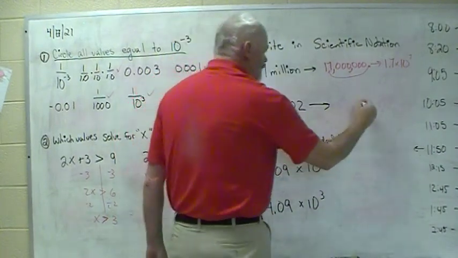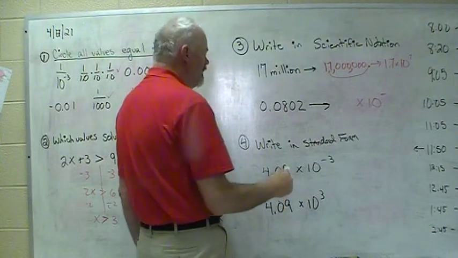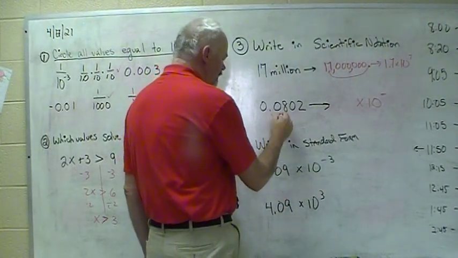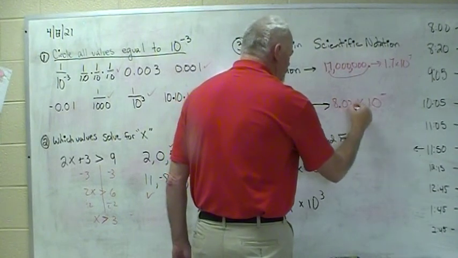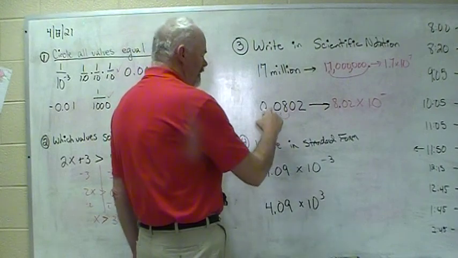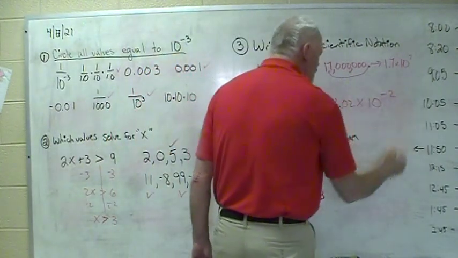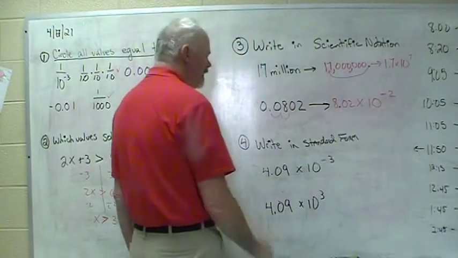Little number, I know right now my exponent is going to be negative, right? We got to move it. 1, 2 times, and our new number is 8.02. Got to write it out to the 2, 8.02. We moved it 2 places, times 10 to the negative 2. Little number, negative exponent, right?